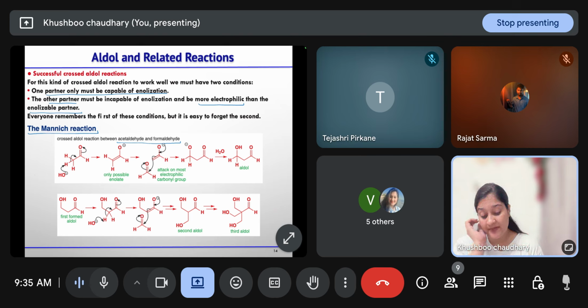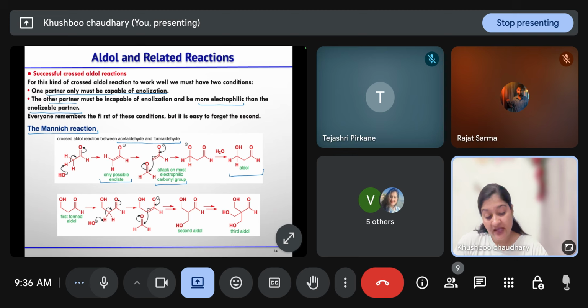Firstly, base will abstract the alpha proton from the acetaldehyde and this enolate will generate, which is the only possible enolate in this reaction. Once this enolate is formed, it will attack the formaldehyde, which is more electrophilic, and you will get this aldol product. The problem with formaldehyde is that it is so reactive that this reaction will not stop at this stage.